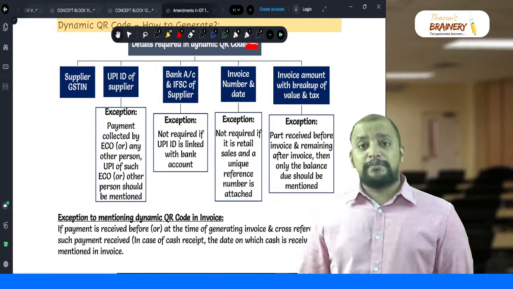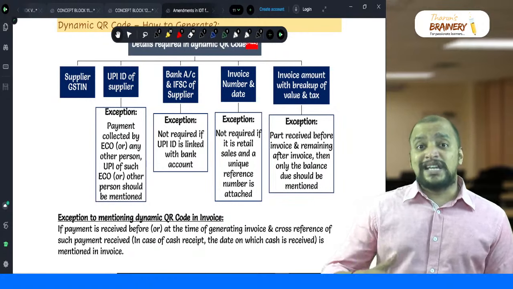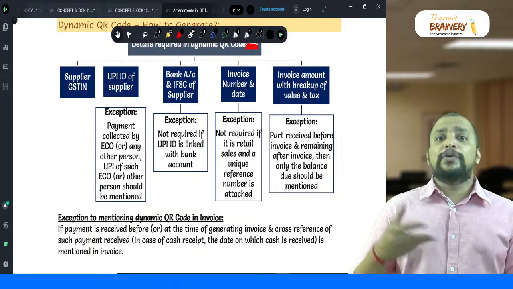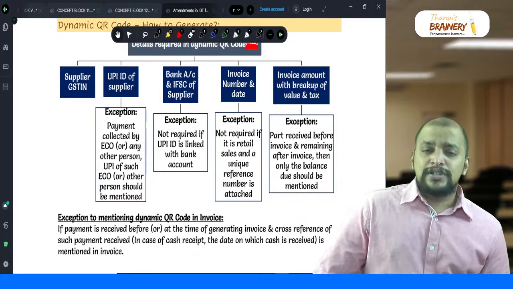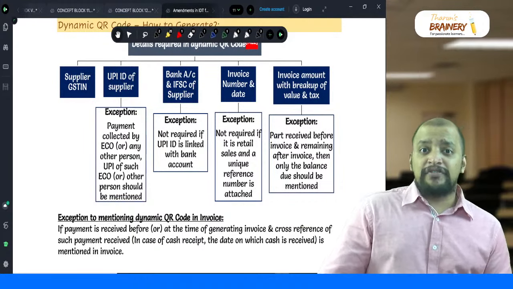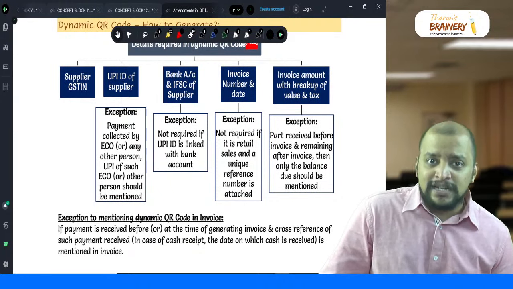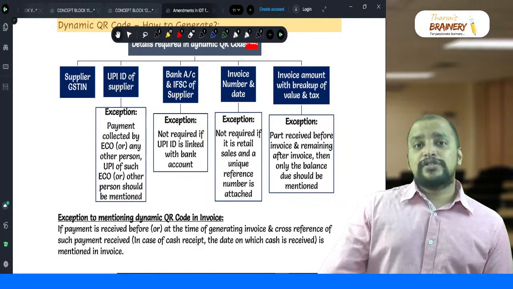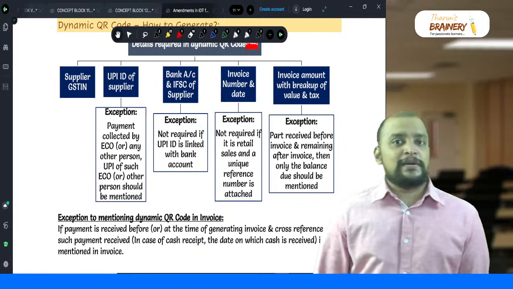And then invoice number and date. For invoice number and date, there is an exception. Suppose it is a retail sale, where it is not practically possible to enter the invoice number; a unique reference number can be entered. For example, every day is a unique day. 5th March, 5/3/2022, is unique, it will never repeat. On that day, 001 is invoice number 1. Like that you can create a reference number in that invoice number place.